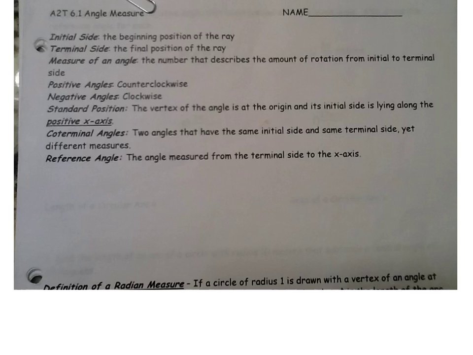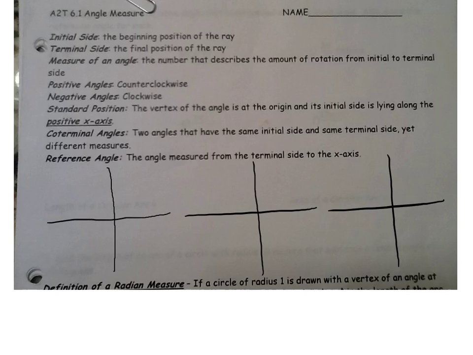Okay, here's something that's going to be kind of new for us. We're going to be drawing angles, but all of our angles, we're going to start on the XY axis. So I'm just going to get 3 examples going here. The first vocab word, the initial side. What that means is the beginning side of the ray.